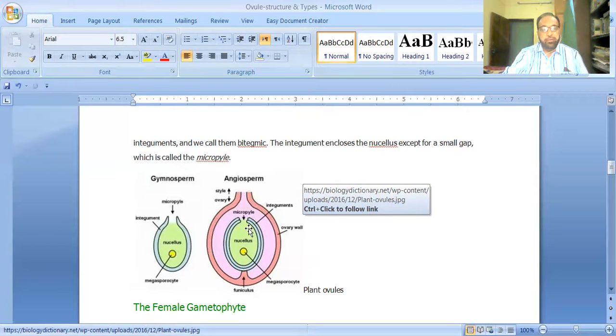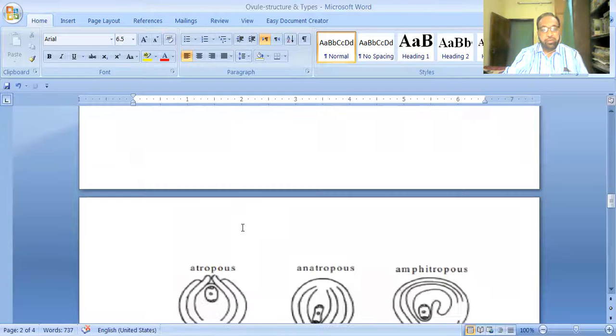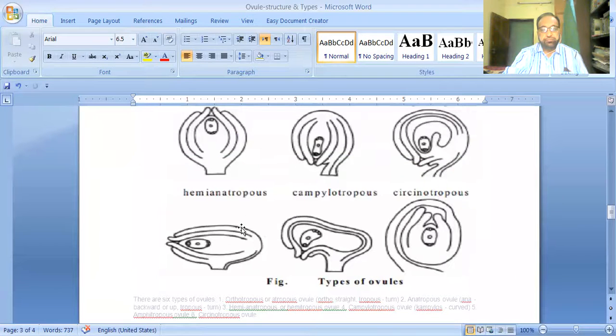In this embryo sac, the 8 nuclear structure is present. If you are able to see over here, it is somewhat clear. You will find that towards the micropyle end, the egg is present, that is the female egg. It is protected by 2 cells called synergids. Towards the opposite side, 3 cells are present, called the antipodal cells.